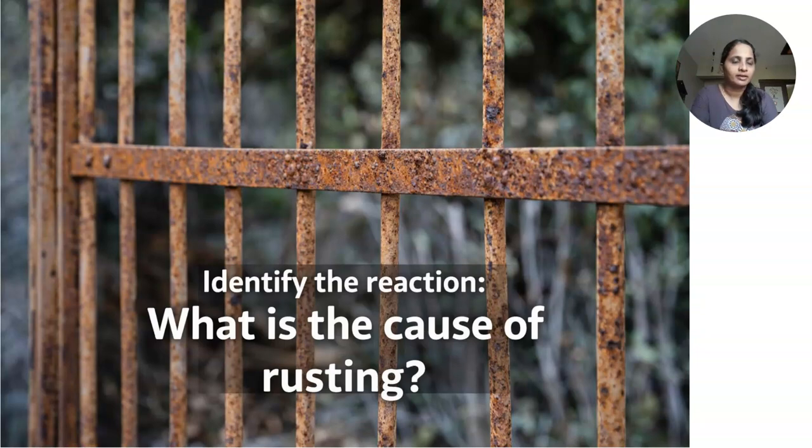So from the picture, what can you see here? What did you see? Yes, easily you can identify here. It is rusting of iron. Here you can see an iron gate that is full of rust. So here, what is the reaction happening there, and what is the cause of rusting? Can you try to answer?